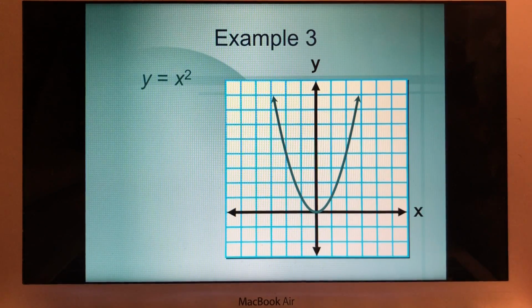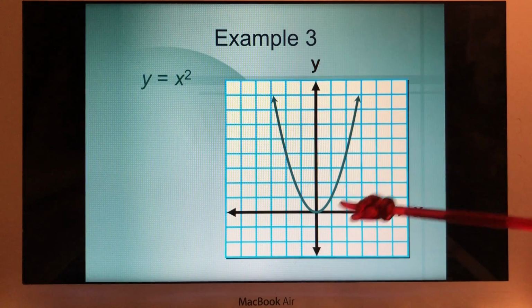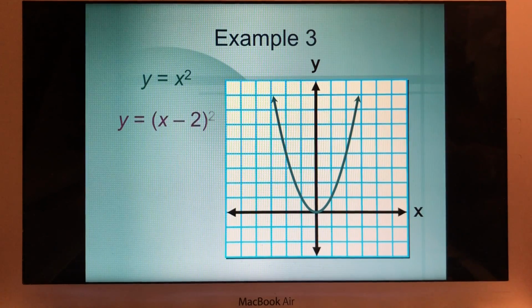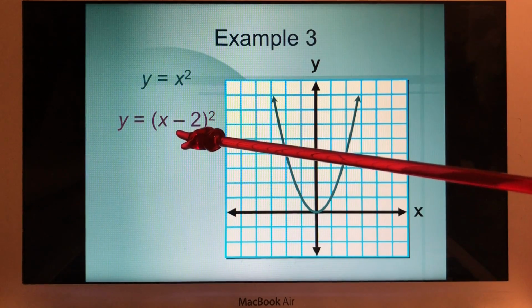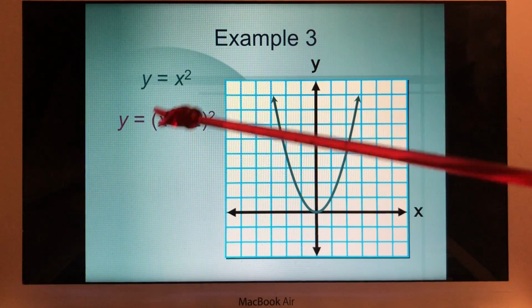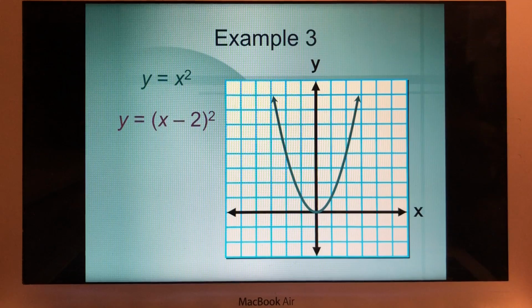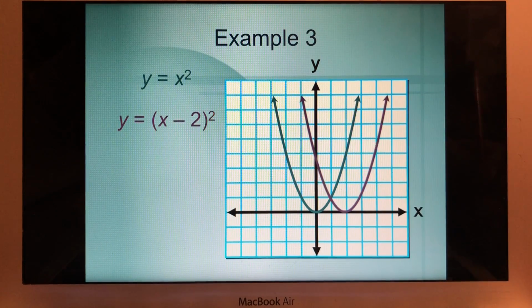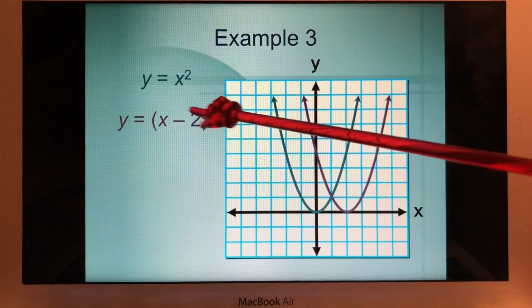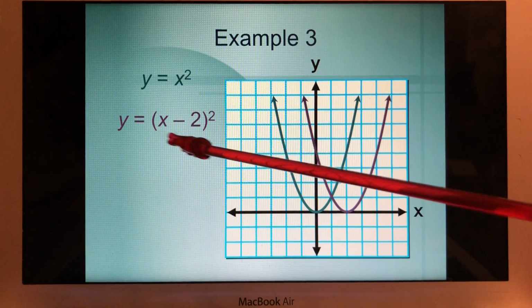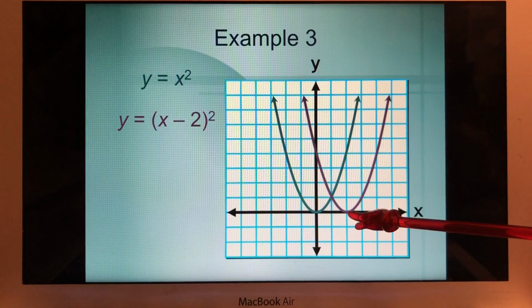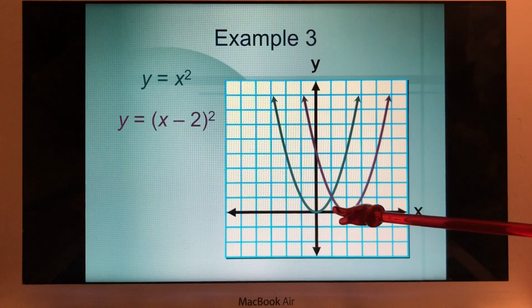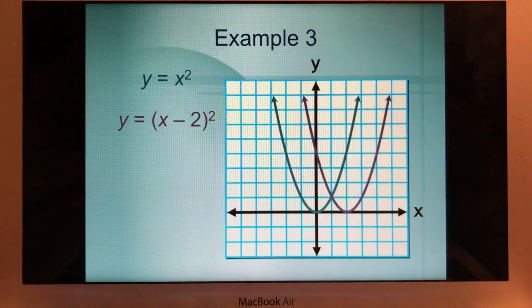Now, let's say we have y equals x squared. Here's our graph again, okay? But let's say that now we have x minus 2, this function squared. Well, how do we graph that? That means, when it's dealing with the x here, it's going to actually move the graph to the right 2 units.